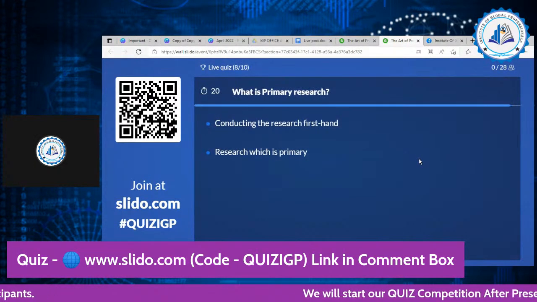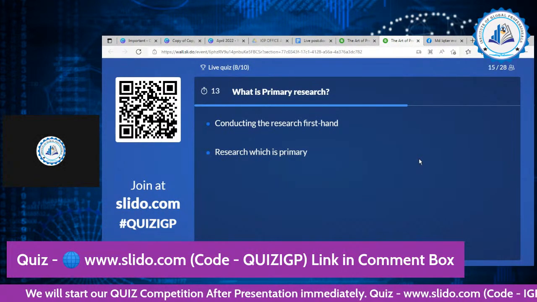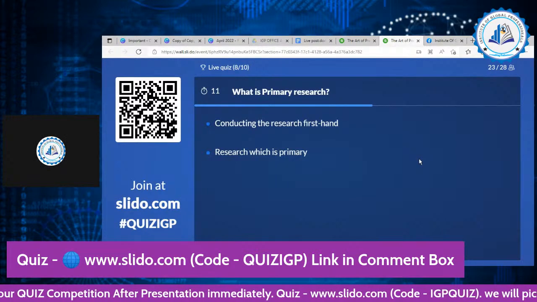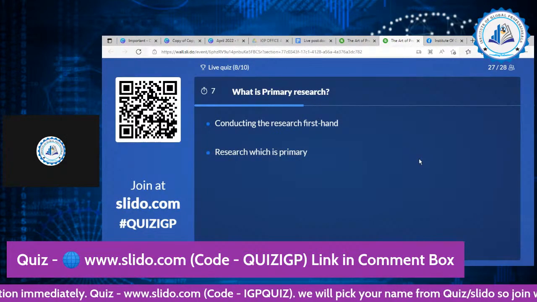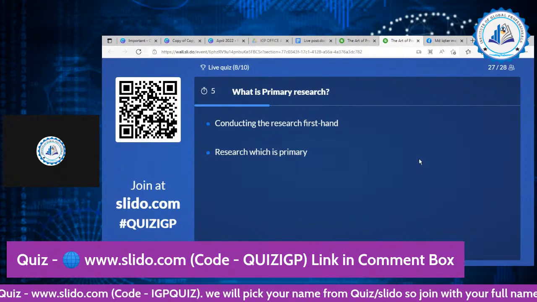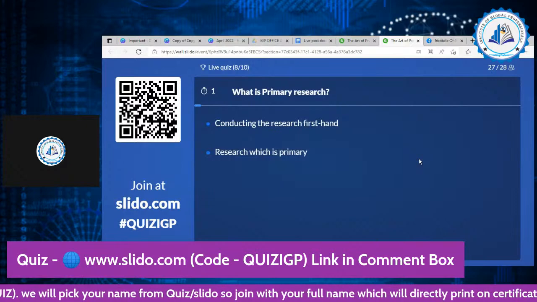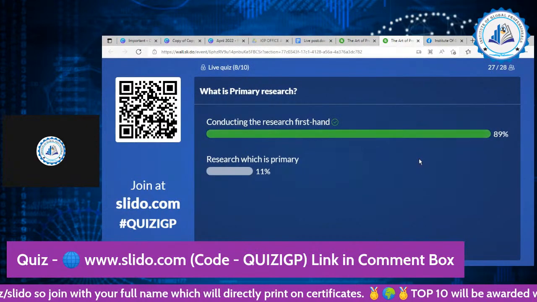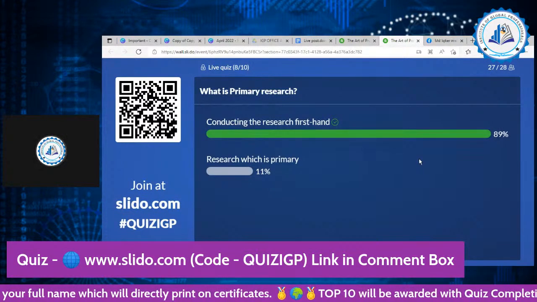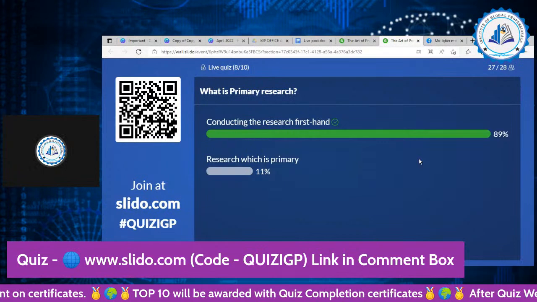Our next question is, what is primary research? Is it conducting the research firsthand or research which is primary? 89% of our participants give the right answer, and the answer is conducting the research firsthand.